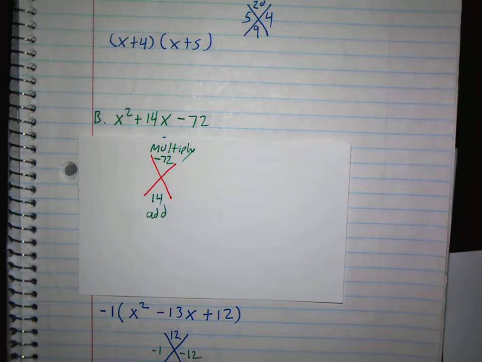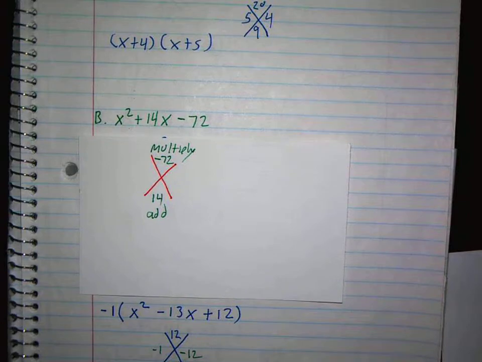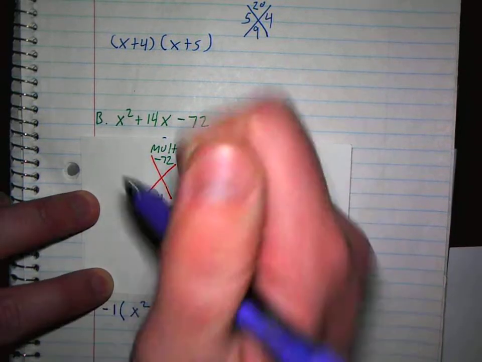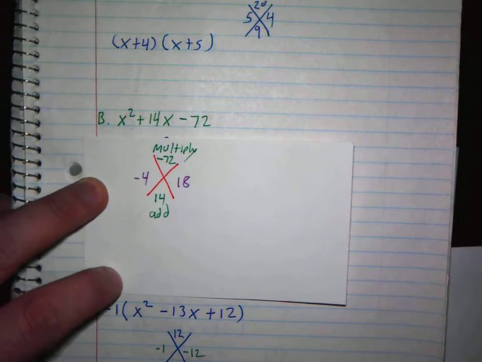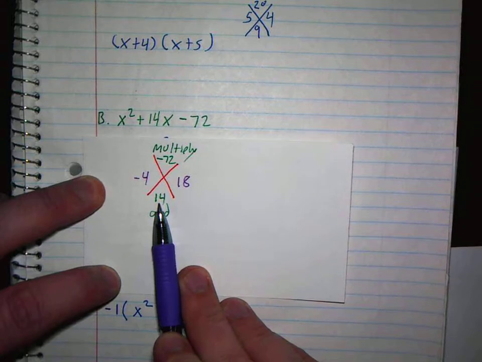If you're not good at multiplying, then you can go -72 divided by 2, -72 divided by 3, -72 divided by 4, -72 divided by 5. But I'm sure there's people in here that are good at multiplying. What are those? -4 and 18? Absolutely. So -4 times 18 is in fact -72, and -4 plus 18 is also 14.